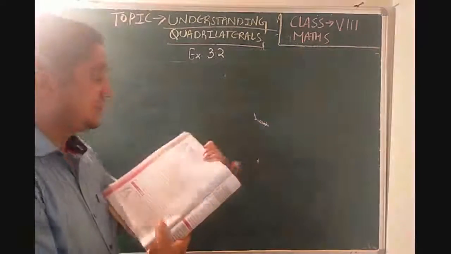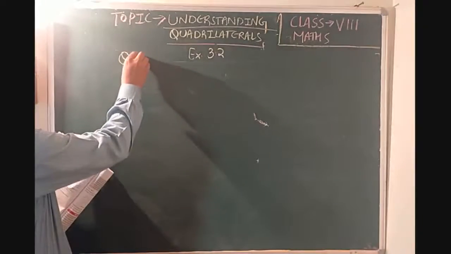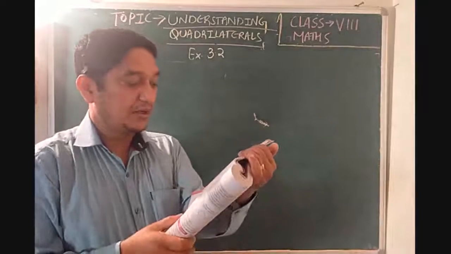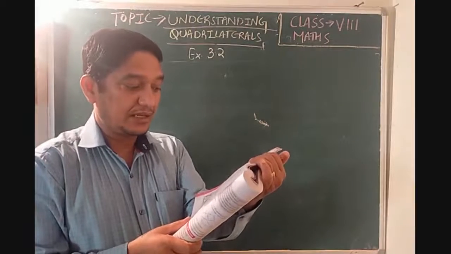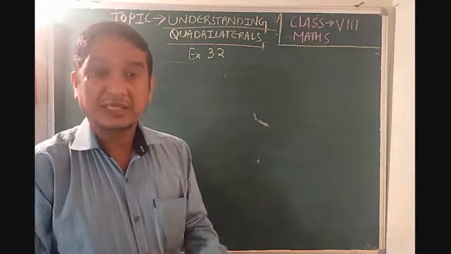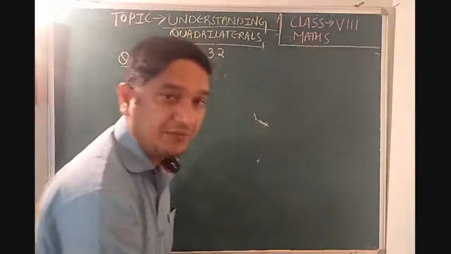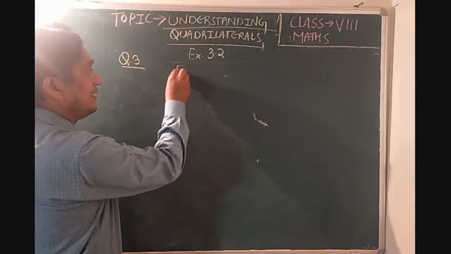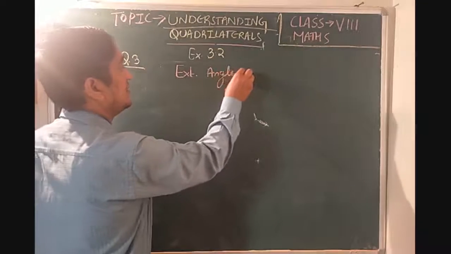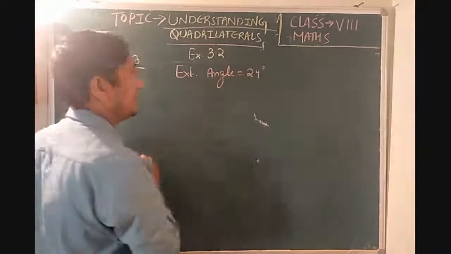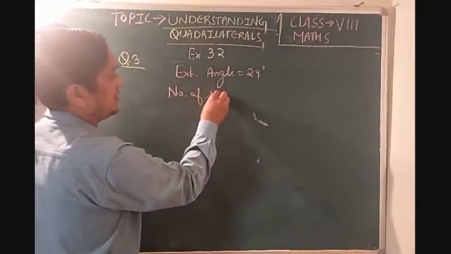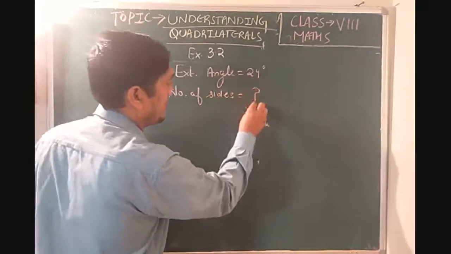Now comes question number 3. And in question number 3, what do we have to do? Listen. How many sides does a regular polygon have if the measure of an exterior angle is 24 degrees? Now children, in this question what do we have? We have an exterior angle. An exterior angle is equal to 24 degrees. And we have to find the number of sides.